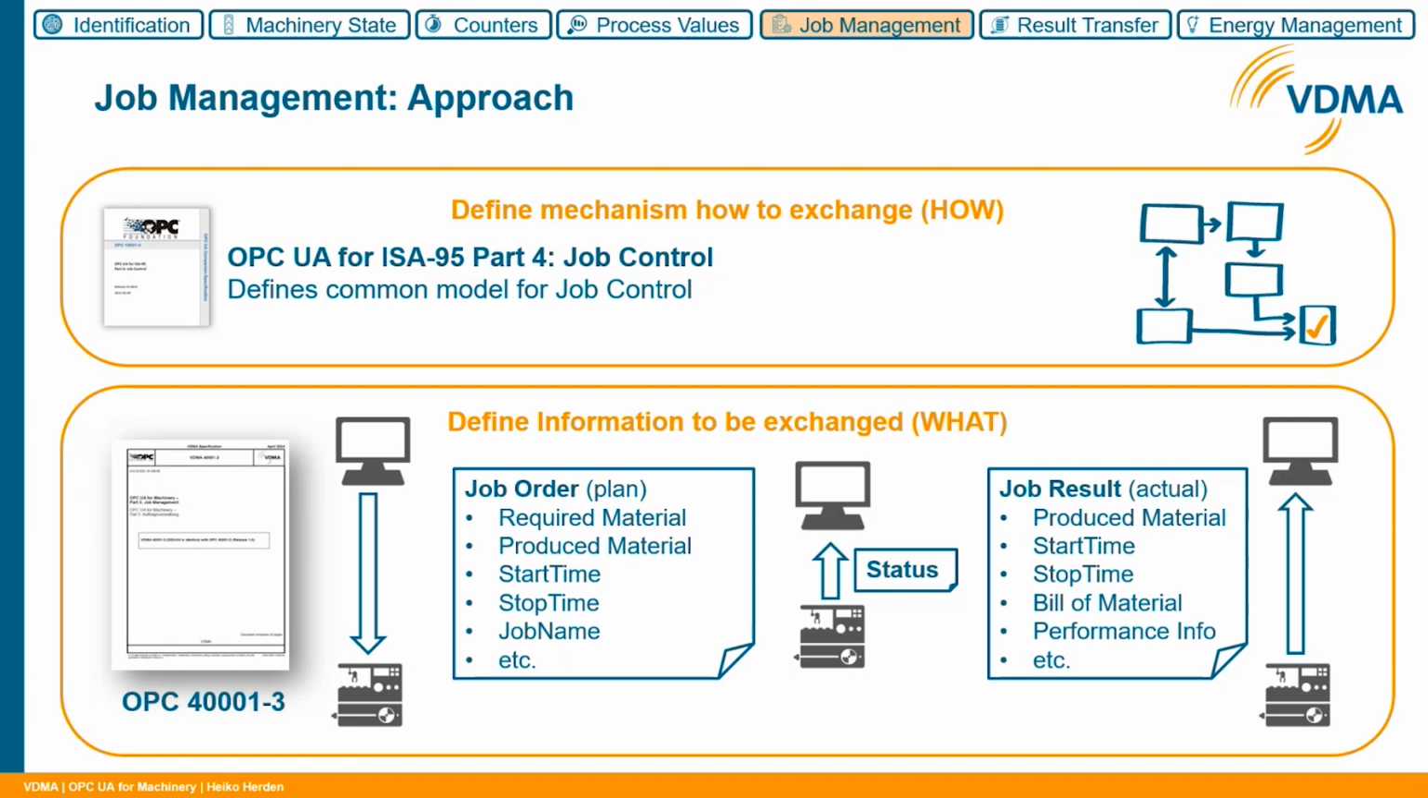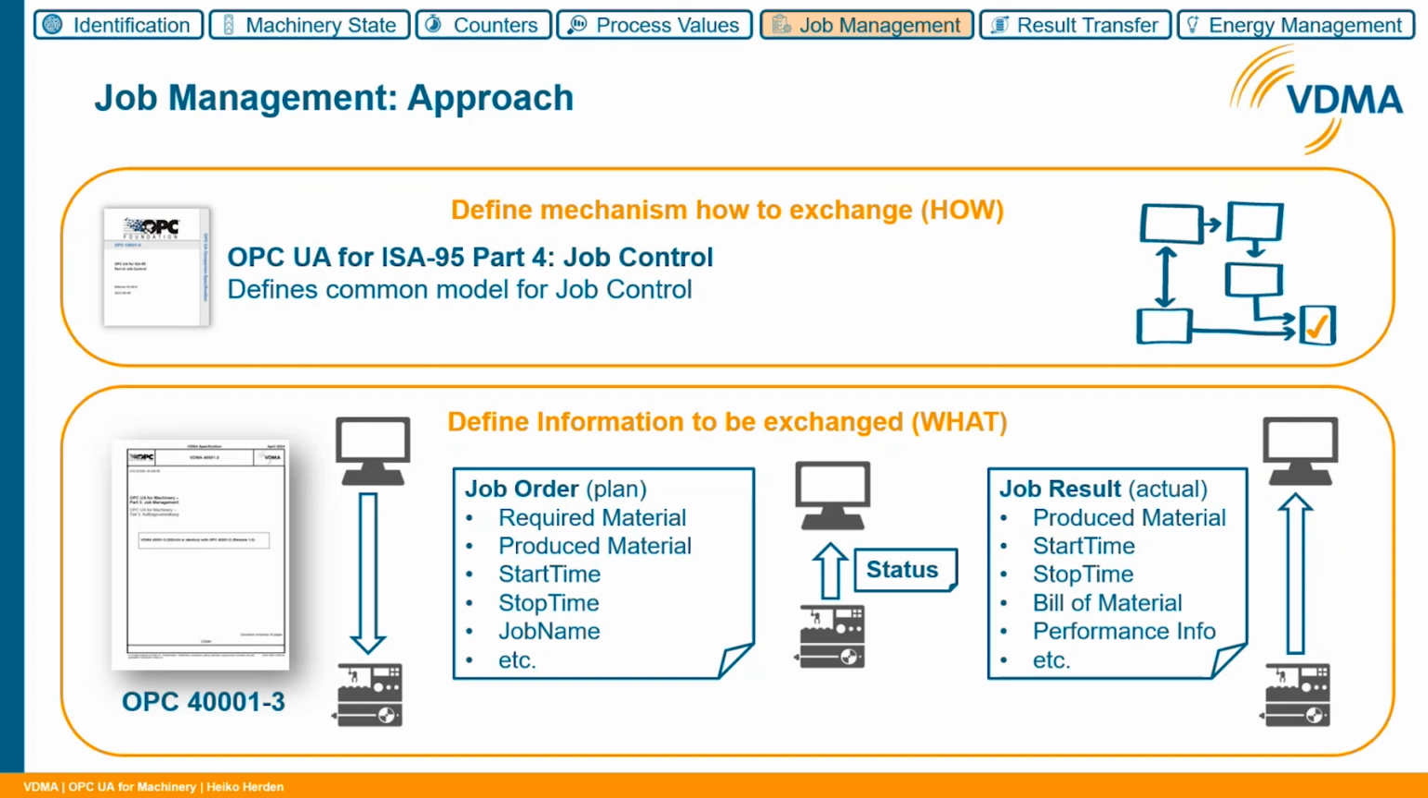There we are sending information like plant information, what is the plant start time, what is the job name, what is the required material. We can get the status, but we also get actual results. So what was the actual produced material? What was the actual start time? What bill of material did I have? What was the performance info of my job, for example?